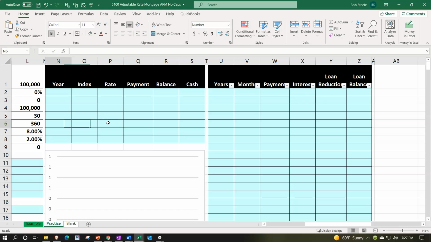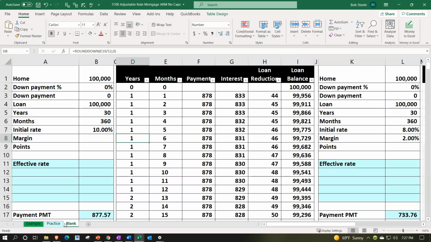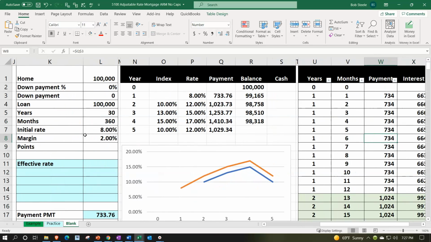In the second tab, the practice tab, we have a pre-formatted worksheet, so you can populate it with pre-formatted cells, doing less formatting as you construct it and practice. The third tab, the blank tab, is where we will continue on here. So last time we did this table, which is our fixed rate table. Now we're over here. This is where we left off.